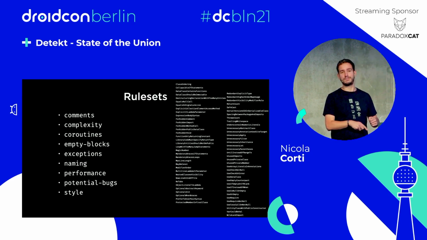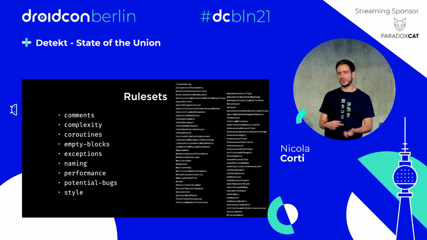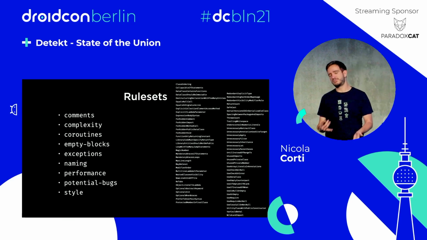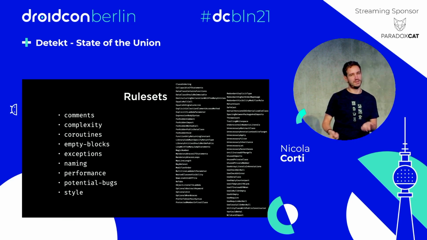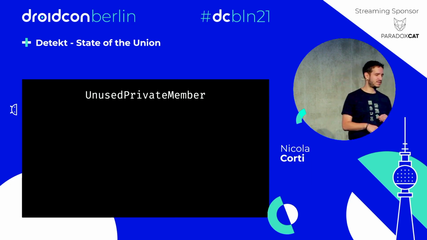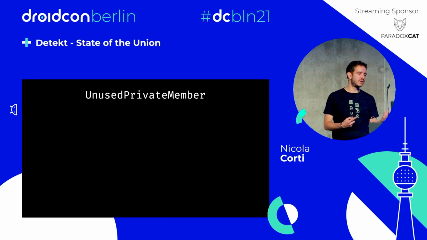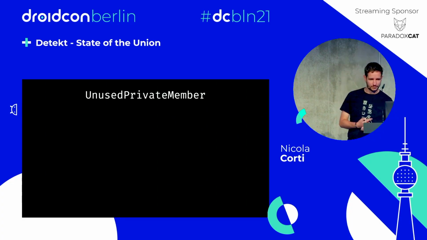I want to take some time to give some examples. So those of you that already use Detekt already know how the tool works, but there might be some that are not familiar with the tool. So let's take a couple of them. The first one is called unused private member.